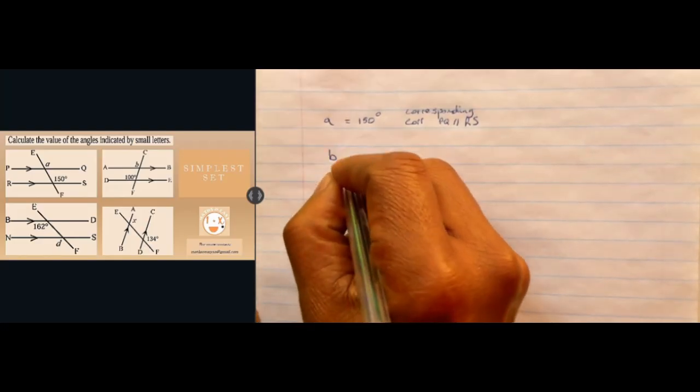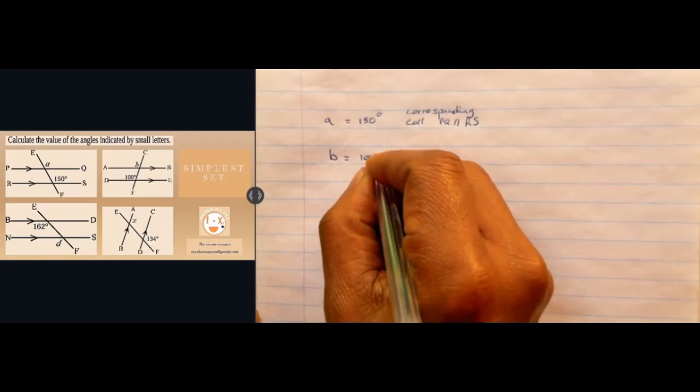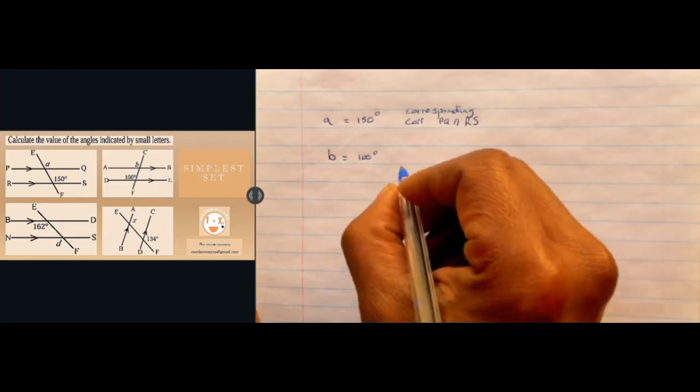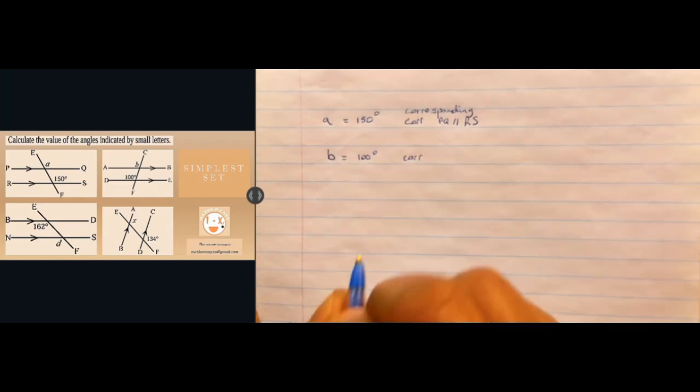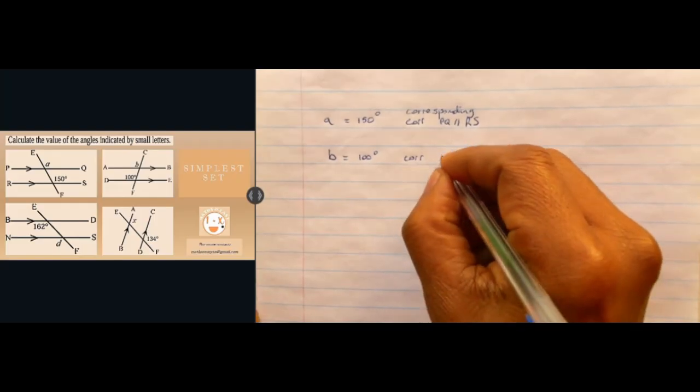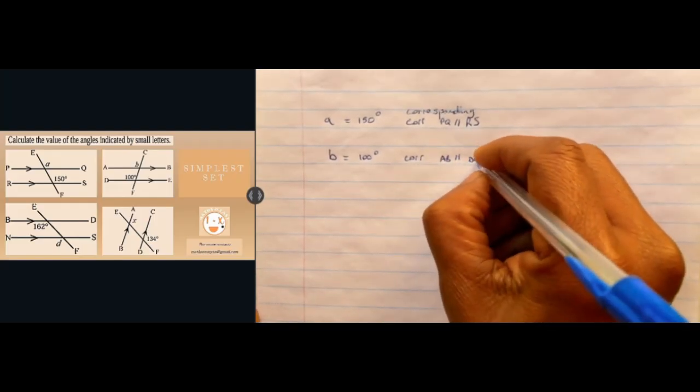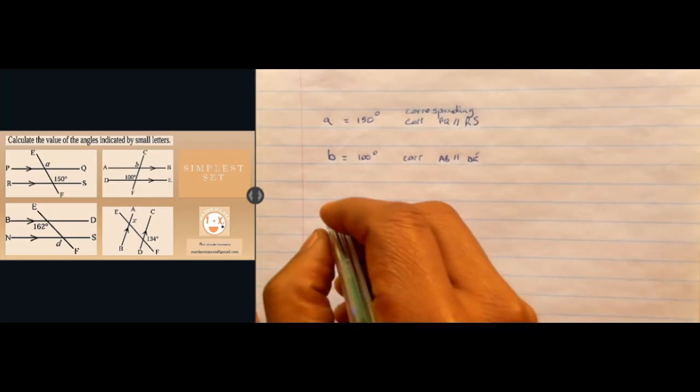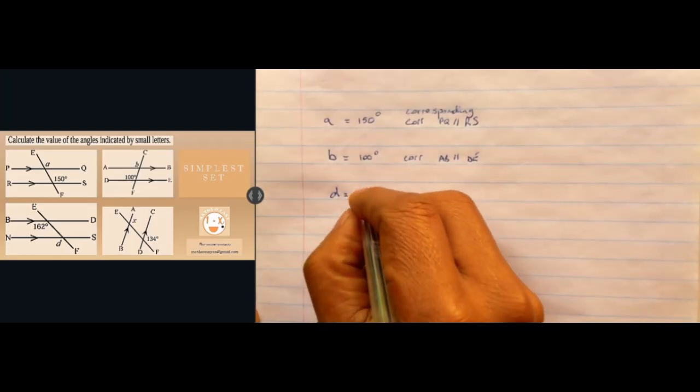Then what about the next one? Same situation. P is equal to 100 degrees. Corresponding. And then in this instance, which lines are parallel? AB parallel to DE. Did you nail it? I think you have. Then what about D? D is equal to 162 degrees.